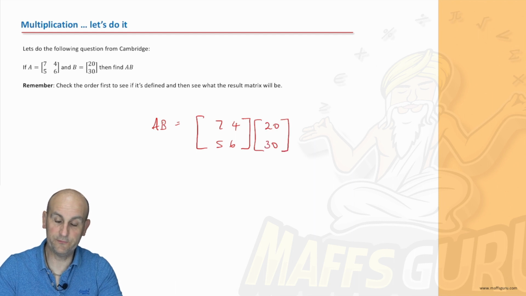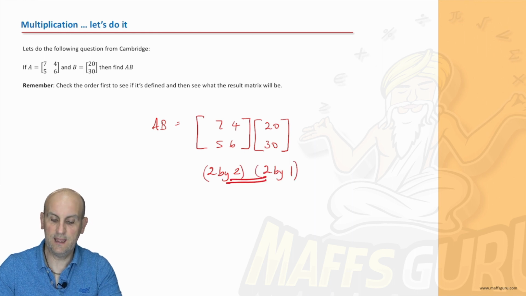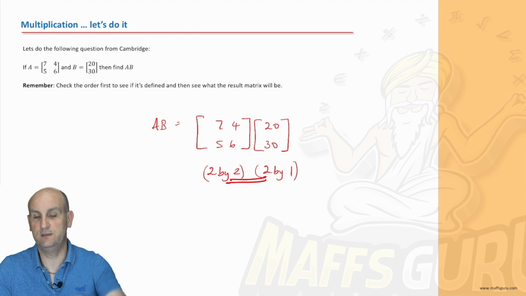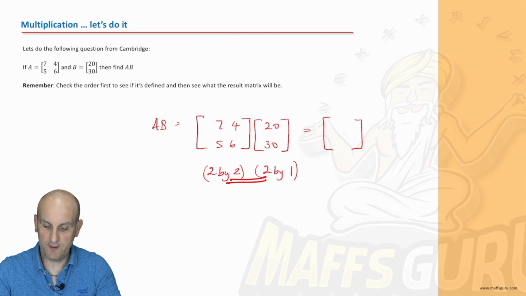All right, so when we multiply, let's do the order first. That's a 2 by 2, and that's a 2 by 1. Are the middle two numbers the same? They are. And what is my output going to be? It's going to be a 2 by 1. Okie dokie, so this is going to be a 2 by 1. Now, remember this here is going to be AB 1,1. And this is going to be AB 2,1.